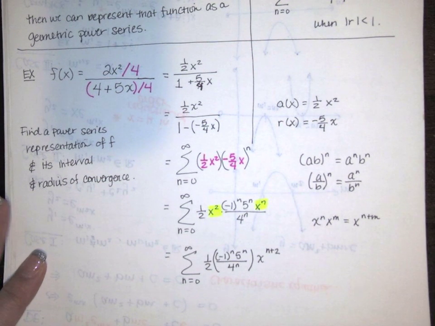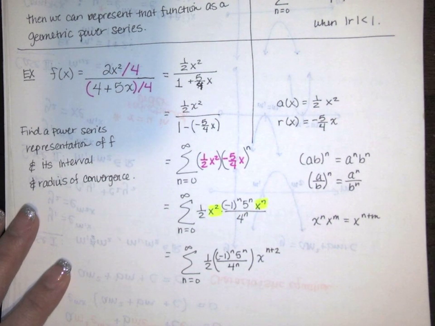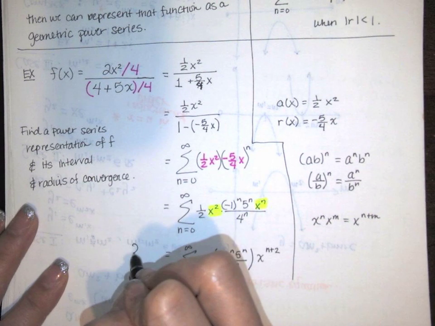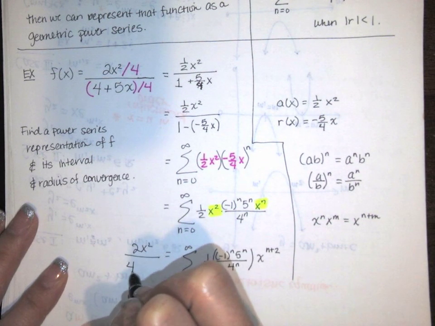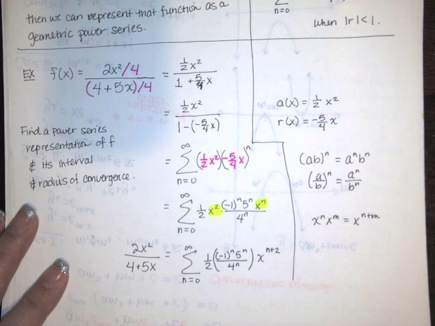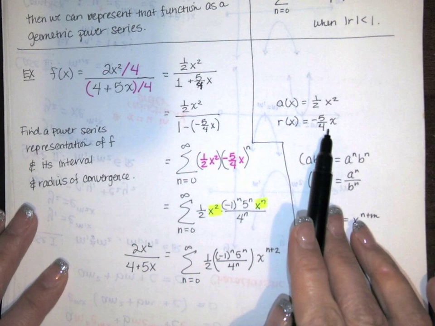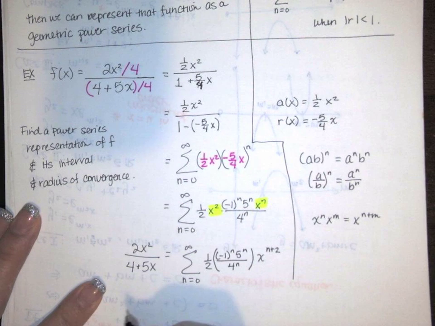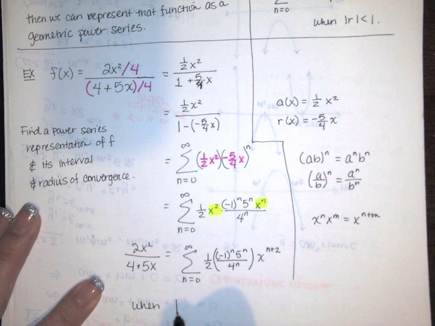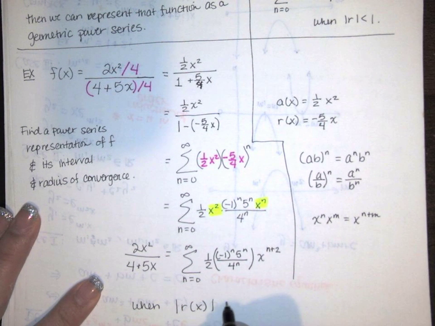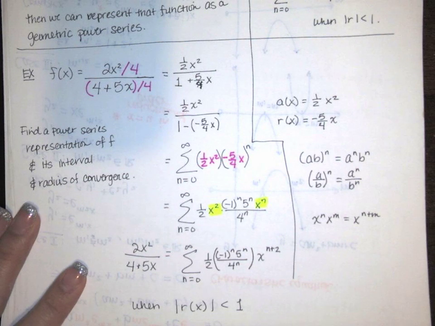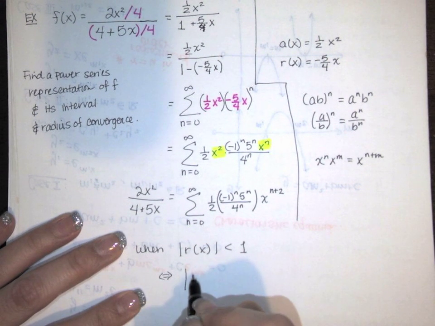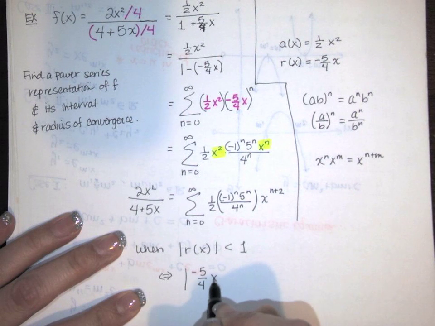Okay, so we found the power series representation for f, but remember, this is equal to this original function, 2x squared over 4 plus 5x, on one condition: on the condition that the absolute value of r of x is less than 1. So these are equal when the absolute value of r is less than 1, because that's when a geometric series converges, and this time our r of x is negative 5 over 4 times x.